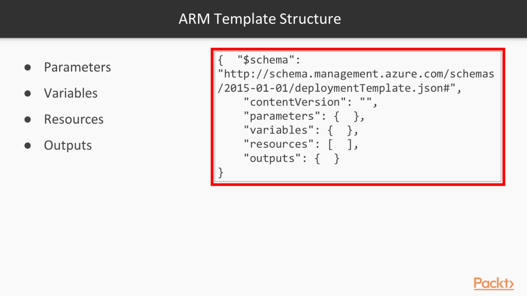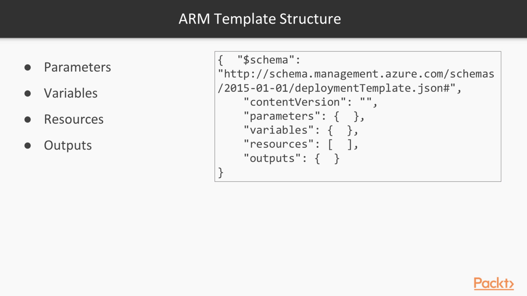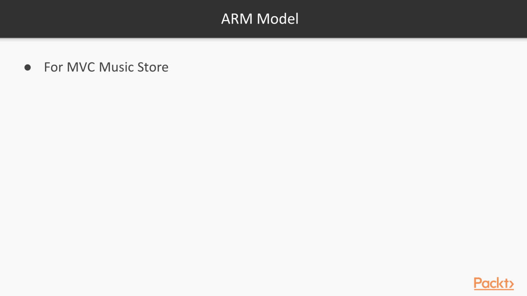At the right side, you can see the actual format of the template structure. And you can see that we have this JSON structure. At the top of the definition, we have the schema reference. How will we apply the ARM model for MVC Music Store?